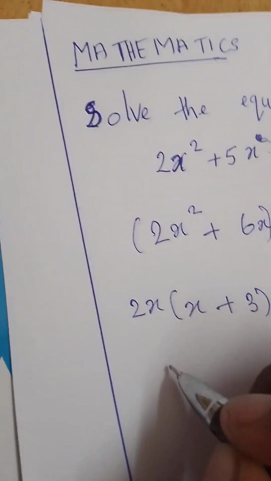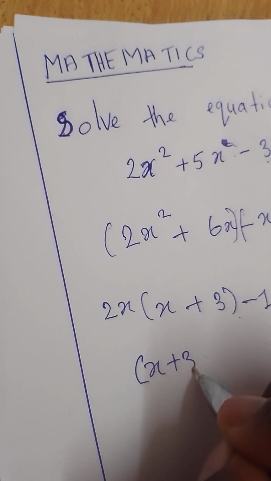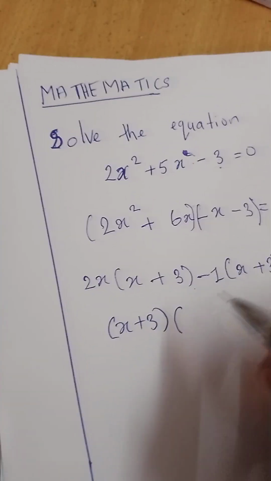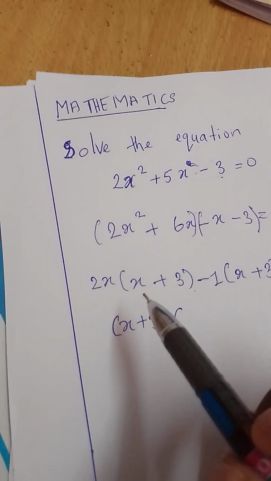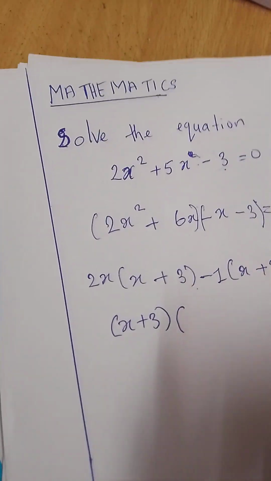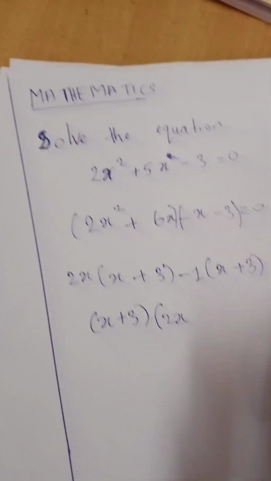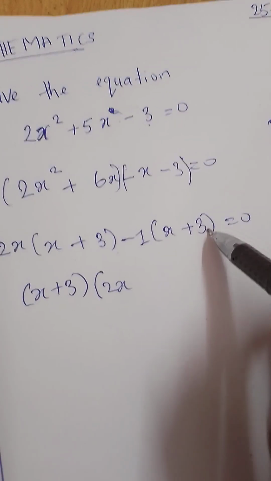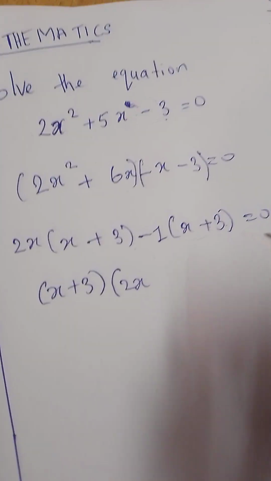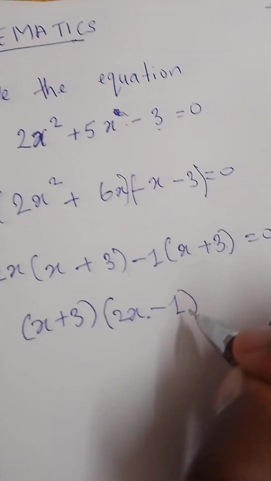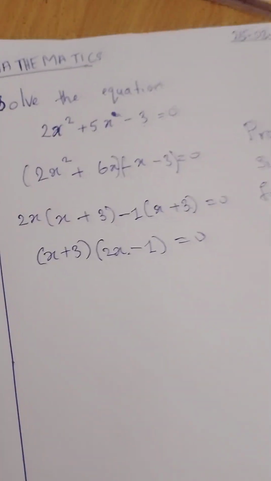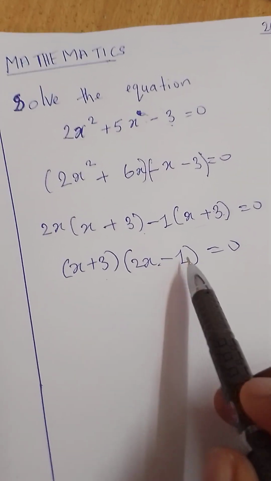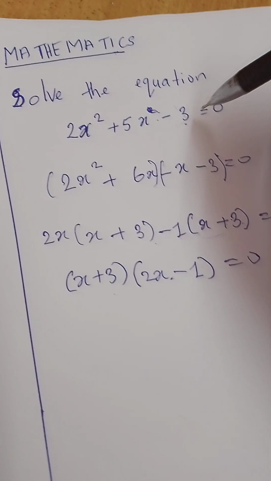Therefore, if we remove x plus 3 from both brackets, what will be remaining? If you factor out x plus 3, what will stay in the bracket will be 2x. And if we factor out x plus 3 from this other bracket, what will be remaining? Minus 1 equals to 0. We now see that x plus 3 and 2x minus 1 is the factorized form of this equation above.